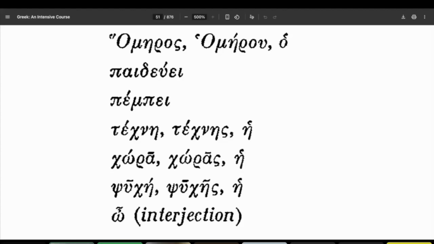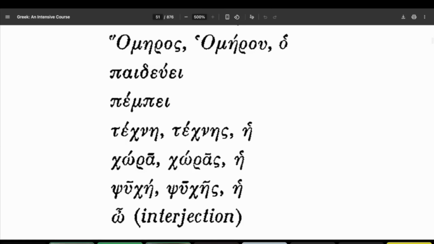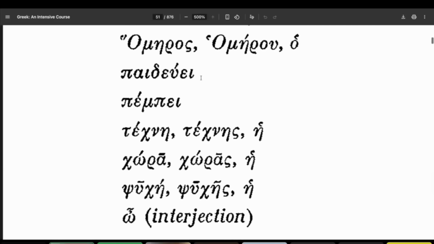Good. Above that is techne. What is a techne? Craft, skill. Craft or skill. You've got two verbs above that. Pempe. What does pempe mean? Send. Right. When you want to define a verb, you can put it in its infinitive form. To send. Good. Paideuo means what? To teach or educate.